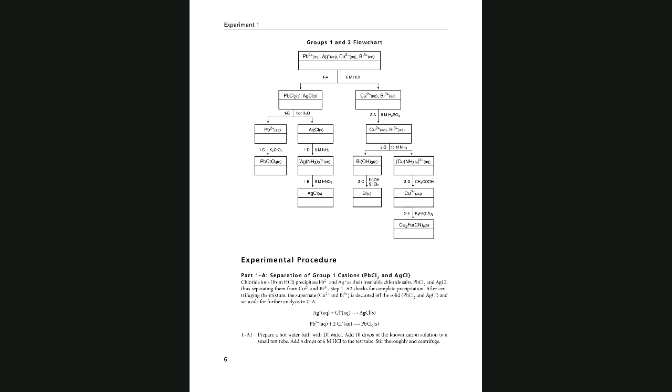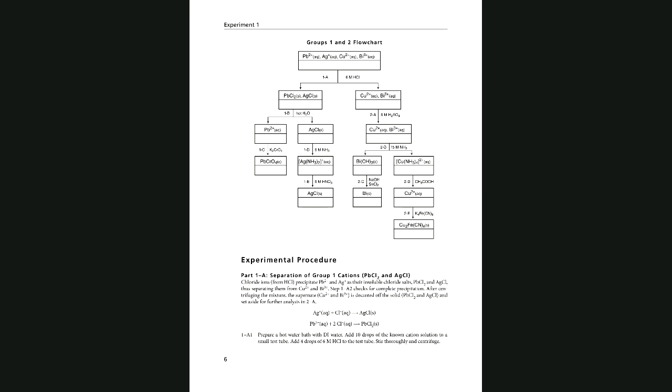Now, how would you prove you have silver? You're going to follow this line down here for the silver chloride. You add ammonia, it dissolves. You add HNO3, it goes back to solid again. That means it's confirmed that you do have silver ion. I just want to make sure you know how to read this flow chart. It's going to make your life easier.